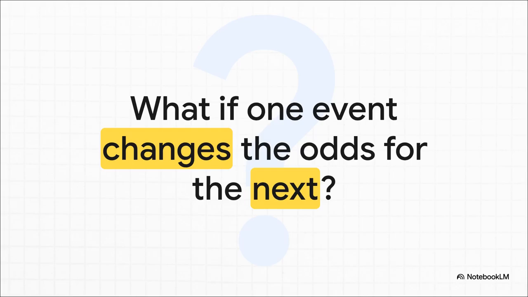Okay, but this is where it gets really interesting. What happens when one event does change the odds for the next one? Because not everything is like a coin flip. Sometimes the first thing you do completely changes the game for the second. And that brings us to the classic sock drawer problem.